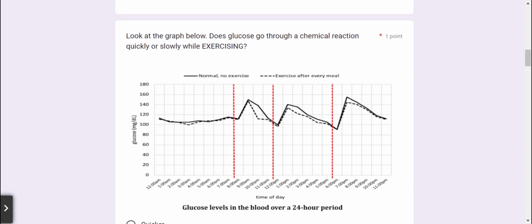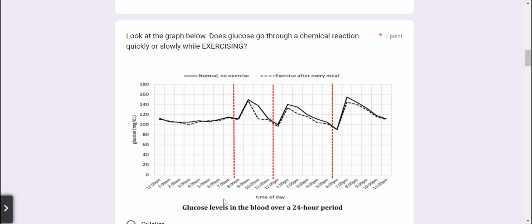Look at the graph below. Does glucose go through a chemical reaction quickly or slowly while exercising? So you can see the solid line is normal cellular respiration without exercise. And then you can see the dotted black line is exercise after every meal. Okay, so they exercise after every meal, and that is what their glucose level is looking like.